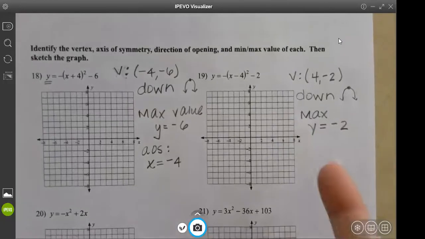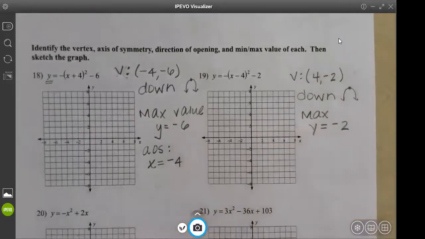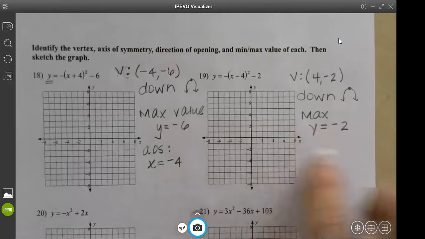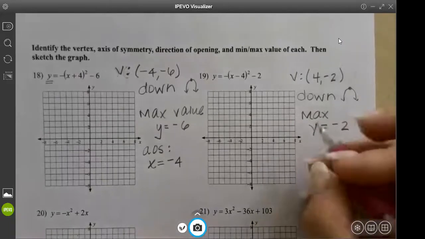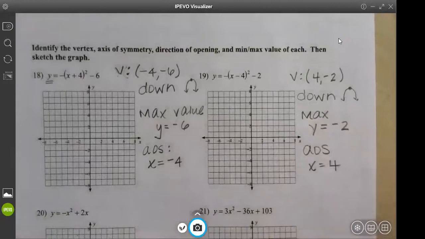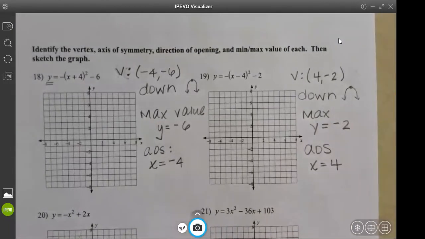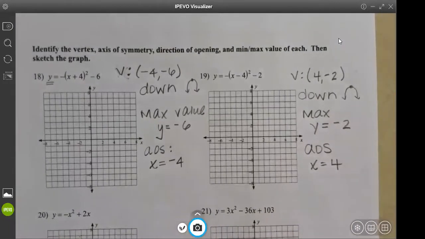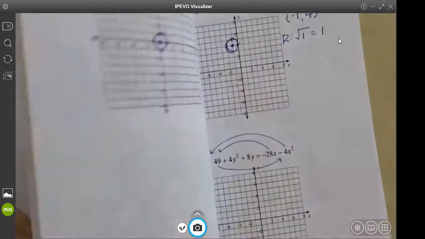All right. Your max value is going to be your y. Again, it's a max because it opens down. And then because it's up and down, your highest value is at -2 at your vertex. And then your axis of symmetry is the opposite. It's x equals and whatever your x coordinate is. Any questions? Is everybody okay? All right. Give me 1 second.